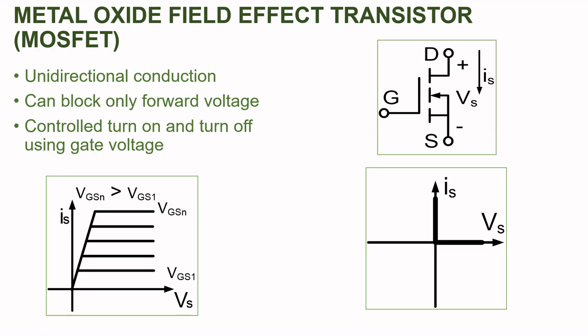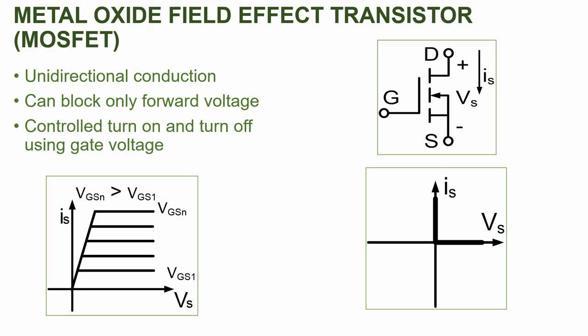Metal oxide field effect transistor or MOSFET. MOSFET is a unidirectional device. It conducts only in one particular direction. It can block only forward voltages. Advantage of MOSFET is it is a fully controlled device. That means both turn on process and turn off process of the MOSFET are controlled with the help of gate to source voltage. The VI characteristics of MOSFET can be seen in the figure.